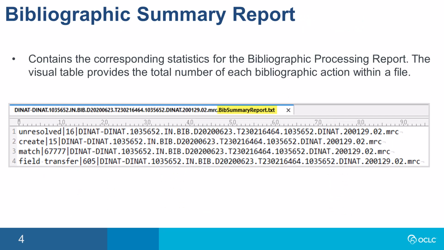The Bibliographic Summary Report contains the corresponding statistics for the Bibliographic Processing Report. The visual table provides the total number of each bibliographic action within a file. To find the sum of the total number of system-recognizable bibliographic records received within a corresponding file, add up all of the numeric values of each bibliographic action type. A bibliographic record is considered recognizable when the file is parsed into individual records at the beginning of processing, and the record is assigned a system key, which is used to track the record through processing.